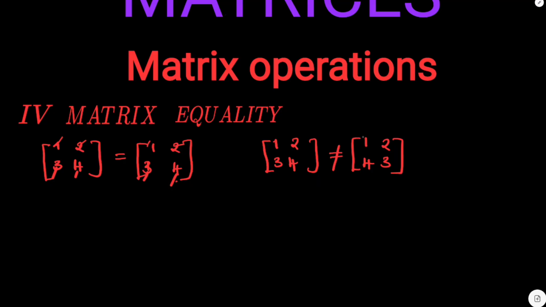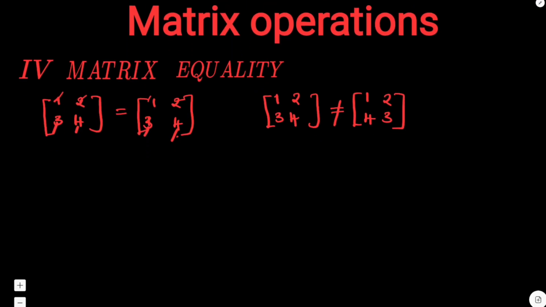1 and 1, yes, they are the same. These two are the same. These two are the same. But this is the problem. They are not the same. 3 is not equal to 4, and 4 is not equal to 3. That is our problem. They are not the same. So this already tells us that these two matrices are not equal. So these are for the corresponding elements.